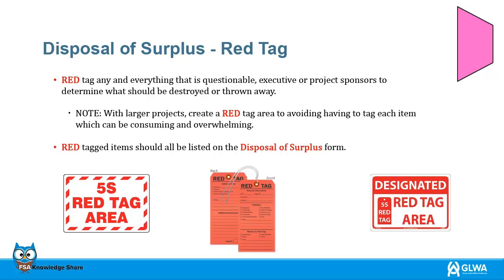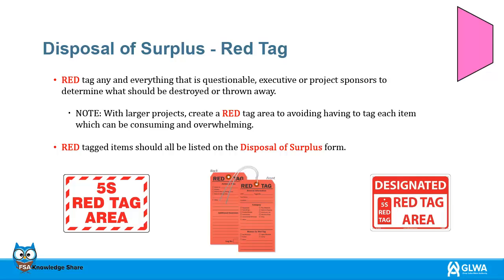Once you have identified items that are questionable or items you want to get rid of, you will follow the red tag process. Once items have a red tag on them, the executive sponsor or the project sponsor will determine what should be thrown out and what could possibly be used in another GLWA location. Should you find yourself having an enormous pile of red-tagged items, you may want to consider identifying an area to store all of the items until a decision is made.